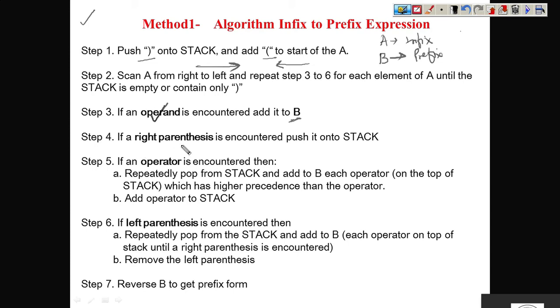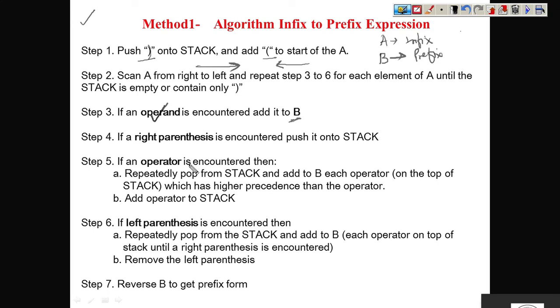If a right parenthesis is encountered, you need to simply push it onto the stack. So whenever you come across a right parenthesis, we simply push it on the stack, or you can see here we have started with the right parenthesis on the stack. If you come across any operator, you need to look into the stack, and if you find any operator of higher precedence, then you have to pop that operator and add it to B.